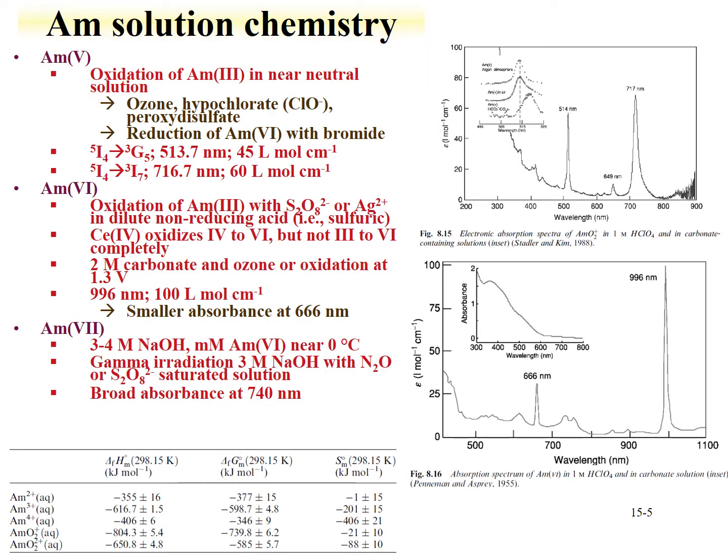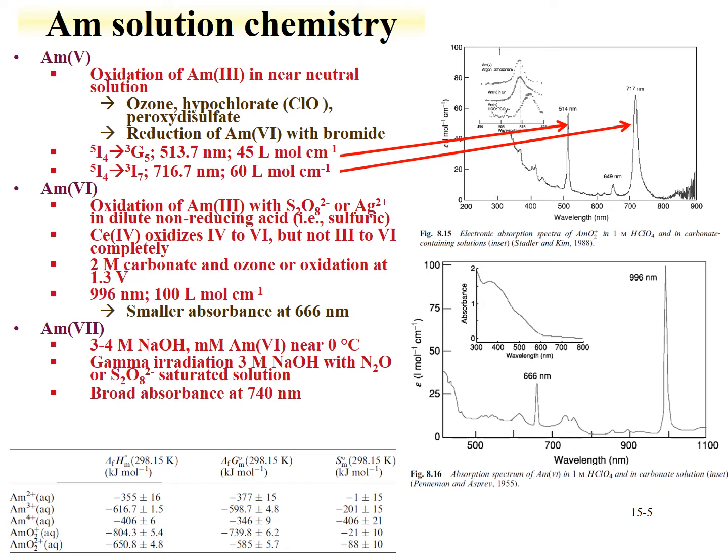The absorbance data for pentavalent americium is shown here. This can be produced by the oxidation of americium 3 in near neutral solutions. A number of oxidizing agents, as shown here, ozone, hypochlorite, and peroxydisulfate, can be used, or the reduction of americium 6 with bromide. You see that there are two peaks. Both of them are identified. Again, the term symbols are an identification of the electron configurations that are responsible for the transitions. And both these molar absorptivities are around 50.